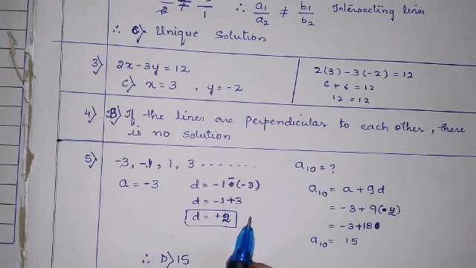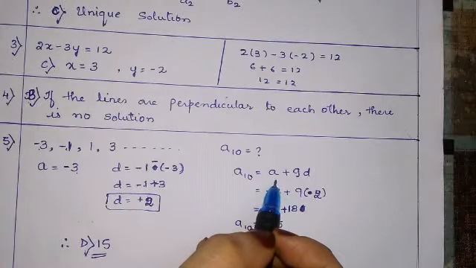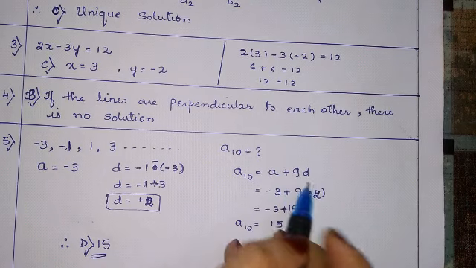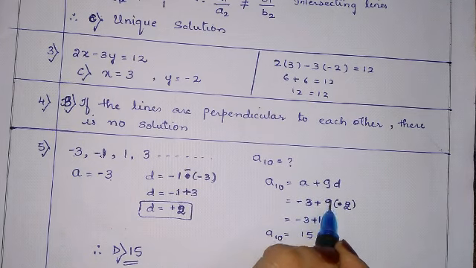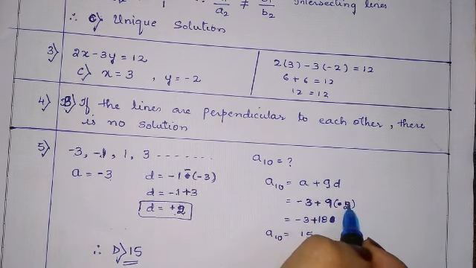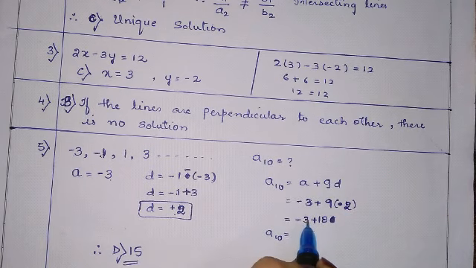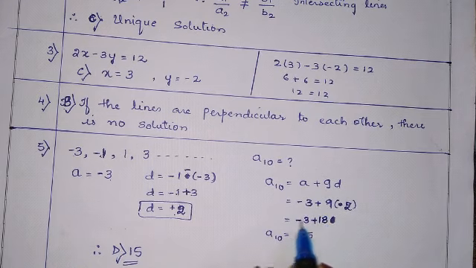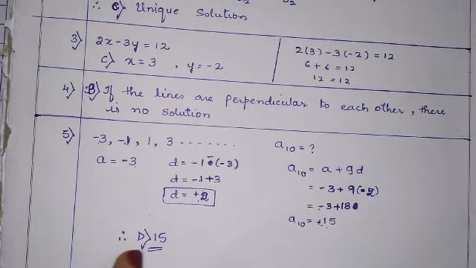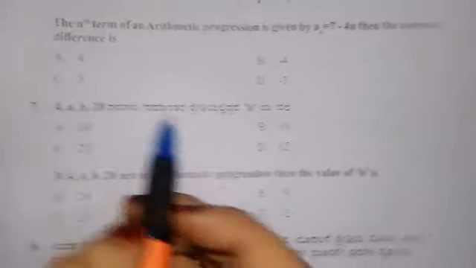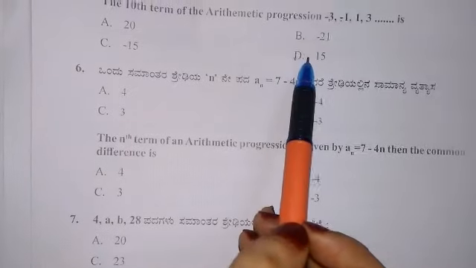Now we want the 10th term to solve. 10th term is equals to A plus 9D. A value is minus 3 plus 9 into D value, which is plus 2. 9 2s are 18. So 18 minus 3 is nothing but 15. The greater sign is plus, so plus 15. So the correct option is D, 15. So the correct answer is D, 15.